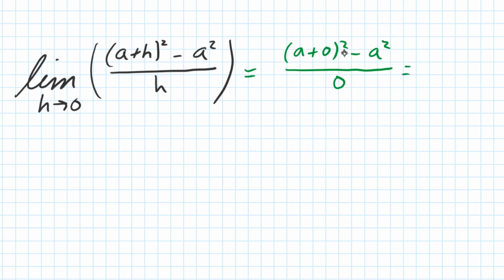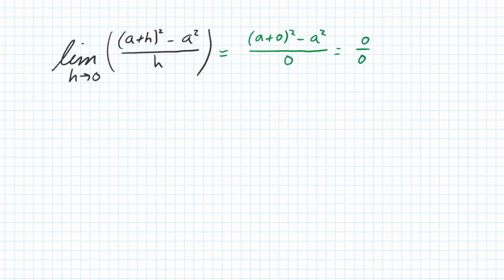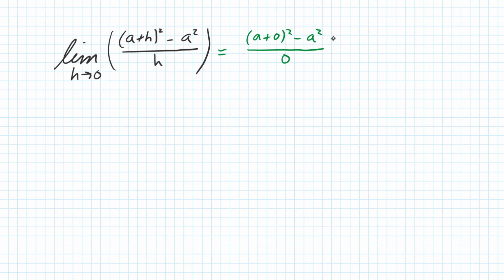All right, and that'll give us a squared minus a squared, which is 0. 0 over 0, remember, is indeterminate. So that doesn't give us much. Let's go ahead and see if we can get somewhere using algebra.